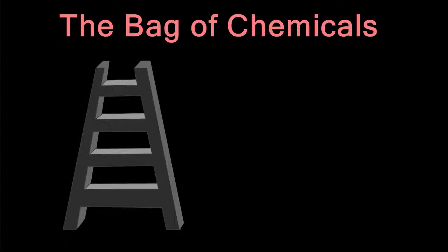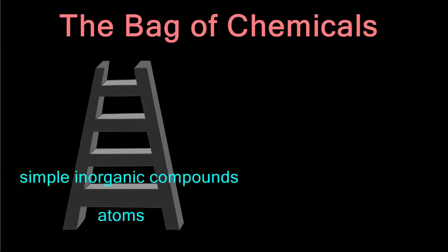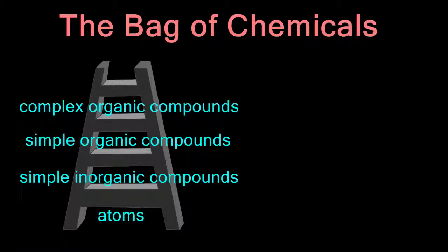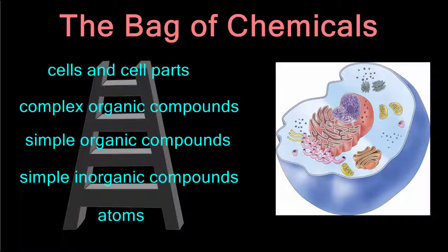On the ladder of life, atoms are at the base. Atoms make up simple inorganic compounds, which combine to make simple organic compounds. Simple organic compounds make up complex organic compounds like carbohydrates, lipids, proteins, and nucleic acids. It is these complex organic compounds that make up the cell and its parts, the basis of life.